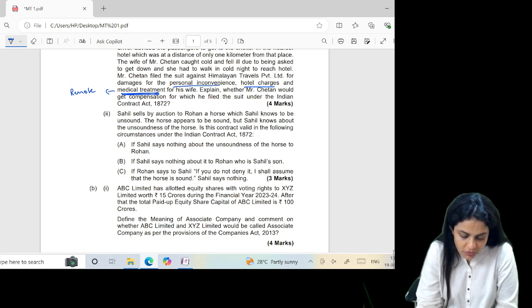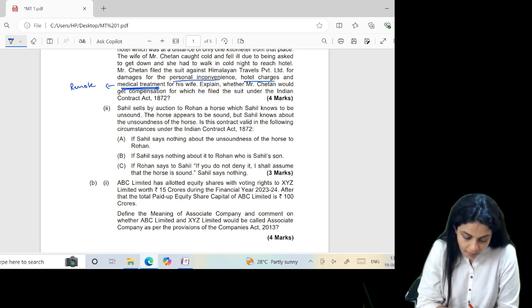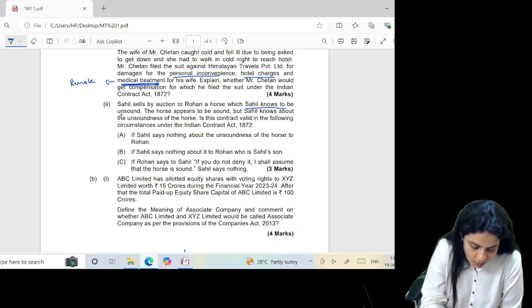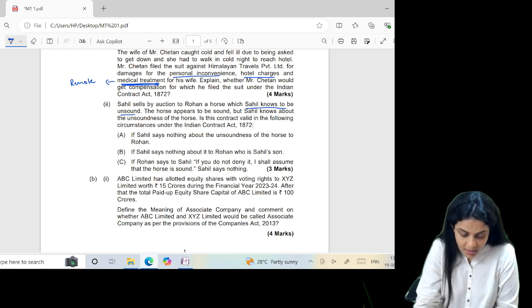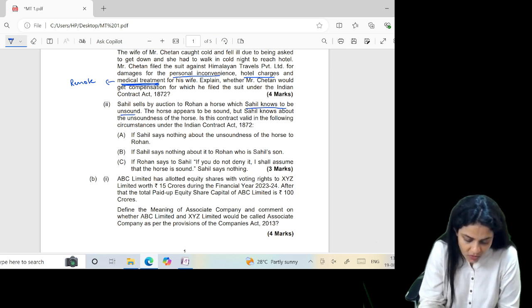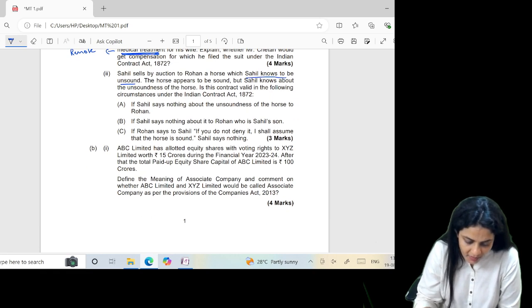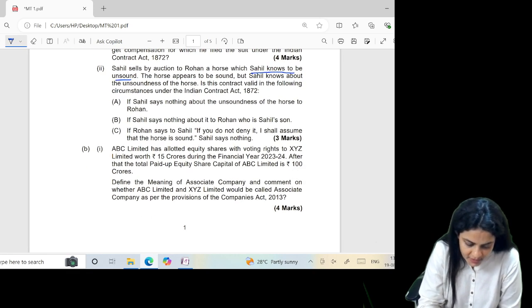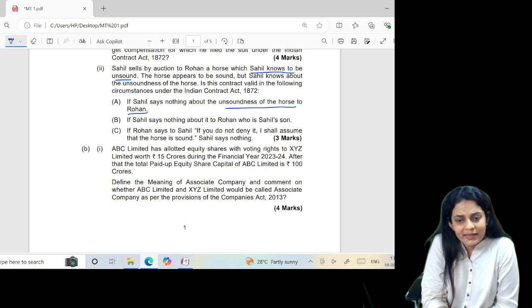Sahil sells by auction to Rohan a horse which Sahil knows to be unsound. The horse appears to be sound, but Sahil knows about the unsoundness of the horse. Is the contract valid in all of the following cases? If Sahil says nothing about the unsoundness of the horse to Rohan, well, silence is not fraud.